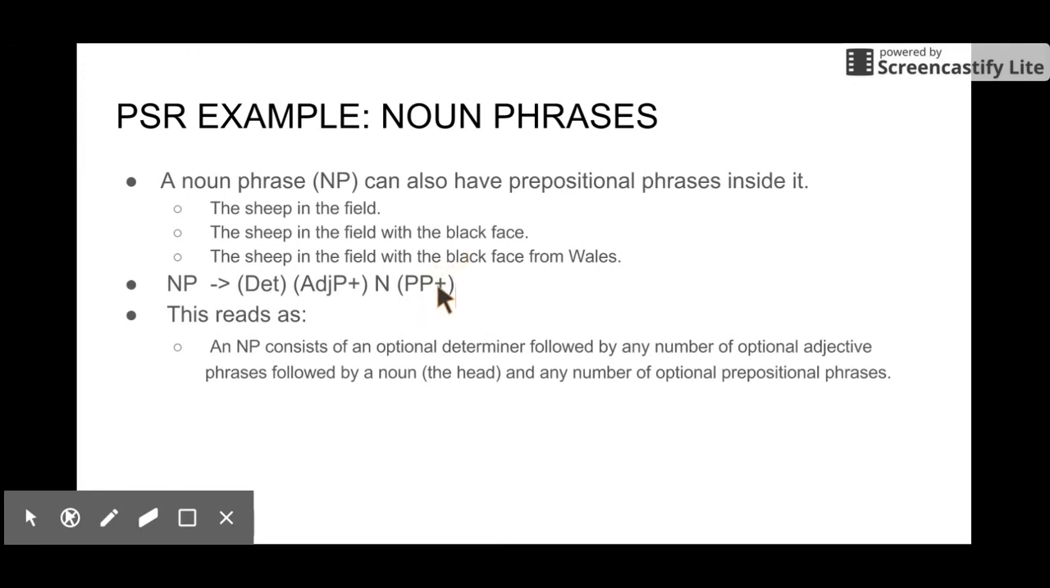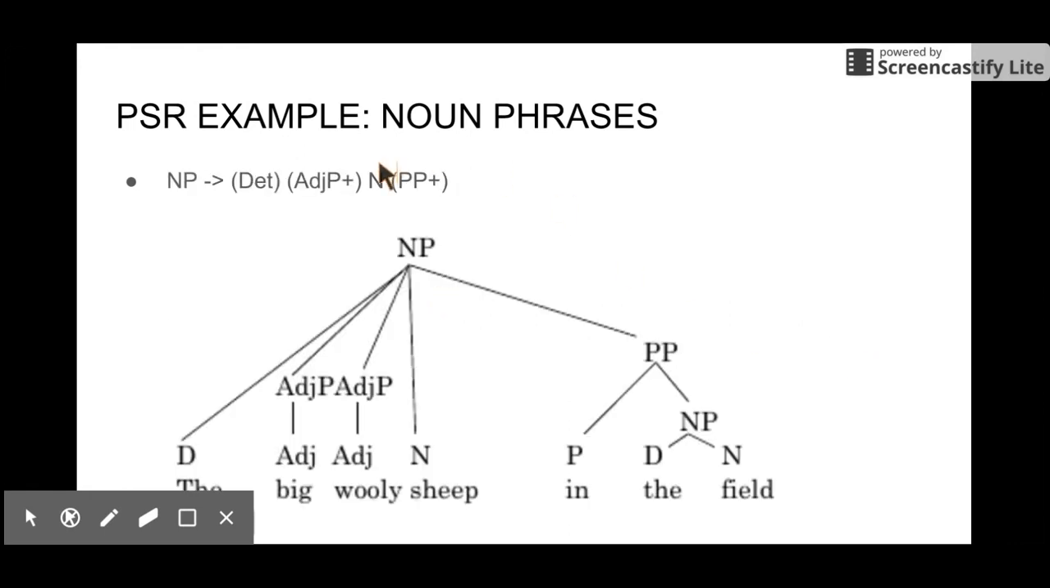So we can use the plus notation again. An NP consists of an optional determiner followed by any number of optional adjective phrases, followed by a noun, which is the head, and any number of optional prepositional phrases. Okay, so the rule for NP would be like this. Optional determiner, multiple adjective phrases, the noun head, and multiple prepositional phrases.